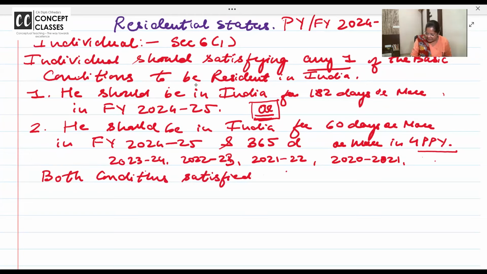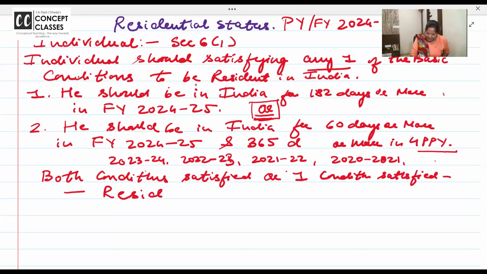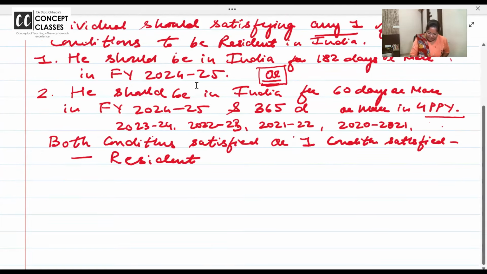Both conditions satisfied. मतलब इधर के इधर ही हैं. Last 4 years also 365 days. This year also 365 days. So both conditions satisfied or one condition satisfied. What will he be? Resident.